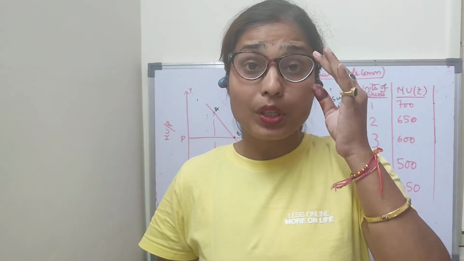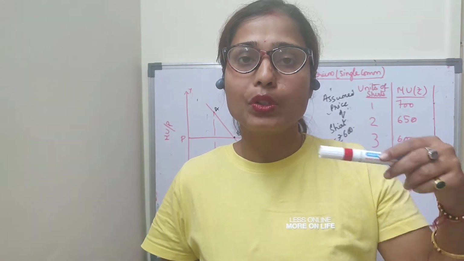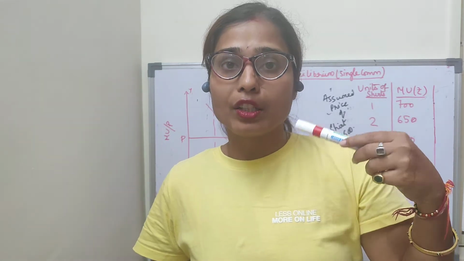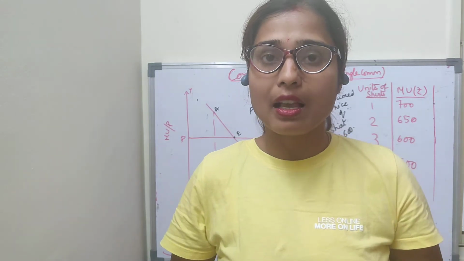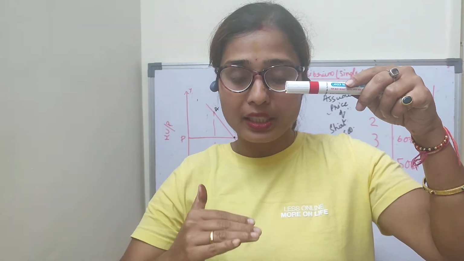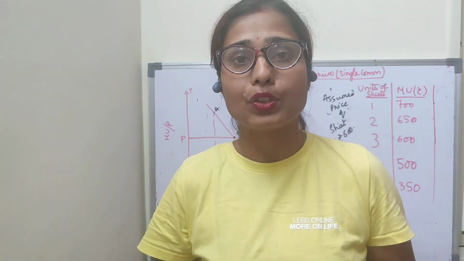The law of diminishing marginal utility states that as more and more continuous, or we can say successive, units of the commodity are consumed, it offers lesser and lesser satisfaction. That means as the consumption of a commodity increases, marginal utility tends to decline. This is known as the law of diminishing marginal utility.